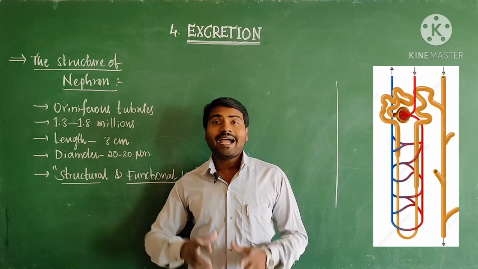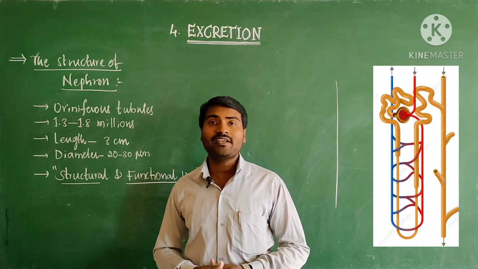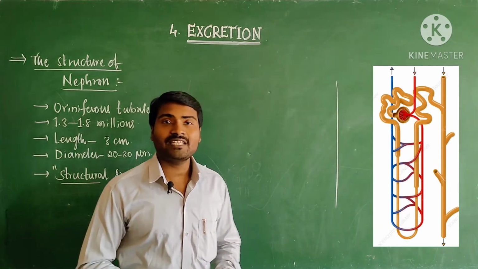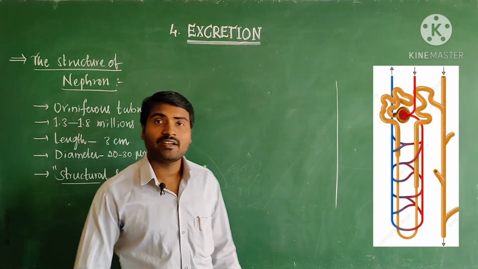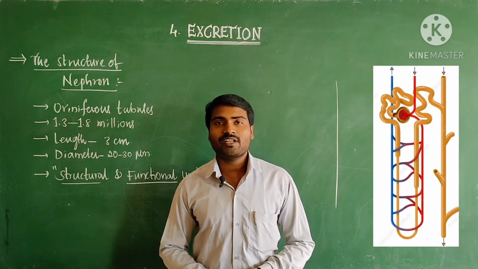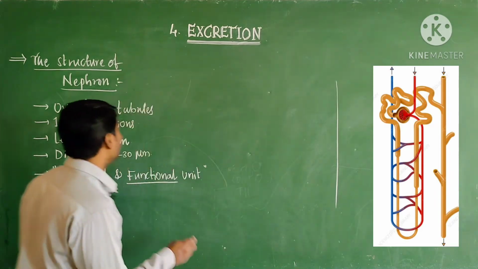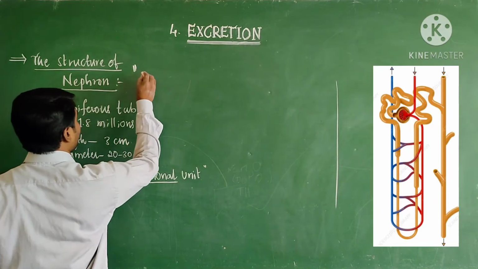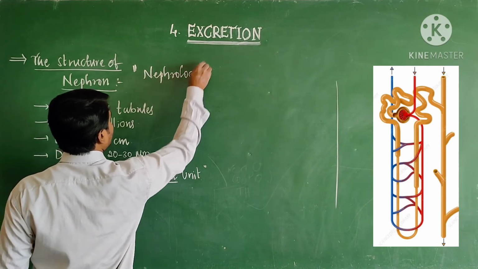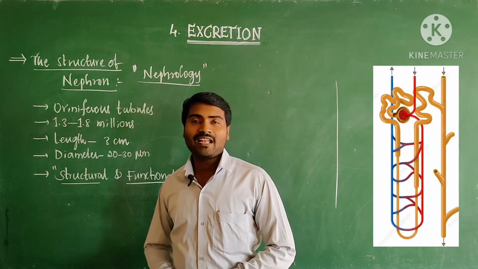The structure of the kidney is made up of nephrons, hence it is called the structural unit, and the filtration function of the kidney is under the control of the nephron only, hence it is a functional unit. Hence these nephrons are called the structural and functional unit of the excretory system. And the branch of science which deals with the nephrons and their structure is known as nephrology.